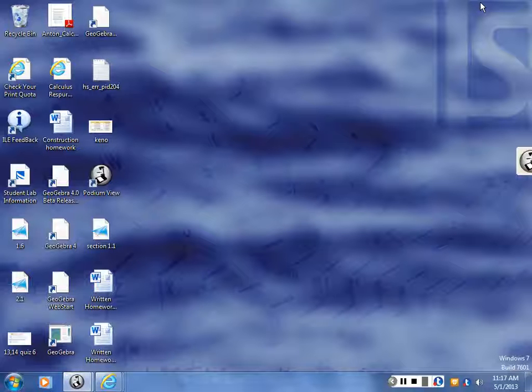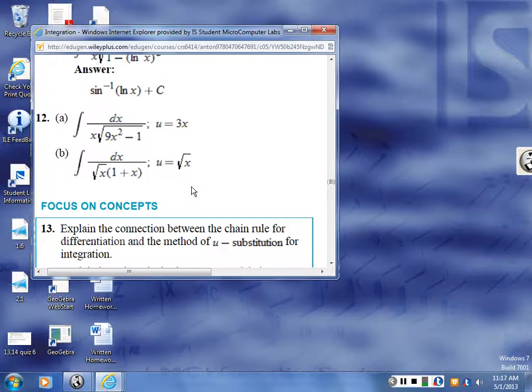So for part b, it'll be the same thing, probably. It's going to be tangent inverse, though, because when you take the derivative of the square root of x, you get 1/2 x to the minus 1/2. So potentially it might or might not cancel. Let's do this one real quick. I have the integral of dx over the square root of x times 1 plus x, and u equals the square root of x. This is b.